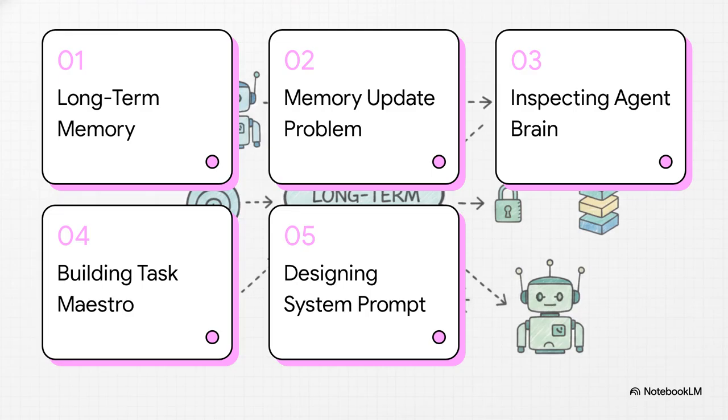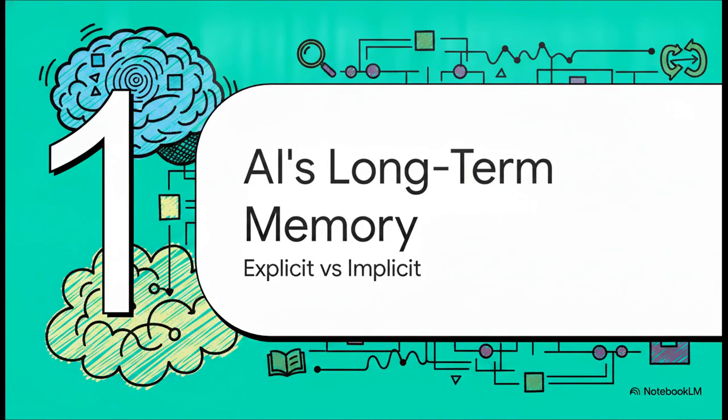Here is our agenda for today. We're covering AI's long-term memory, the memory update problem, inspecting the agent's brain, building the task maestro, and designing the system prompt. Section 1. AI's long-term memory, balancing the explicit and the implicit.